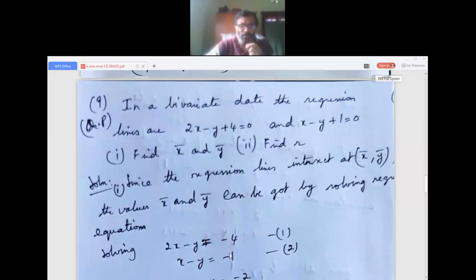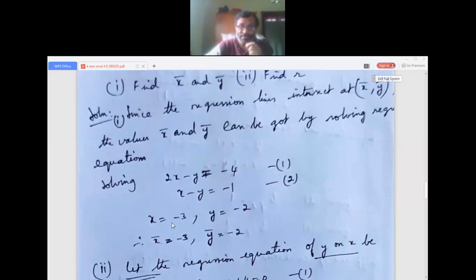You know how to use your calculator. Use the calculator and you should get the same answer: x equals minus 3 and y equals minus 2. So now x bar is minus 3 and y bar is minus 2.